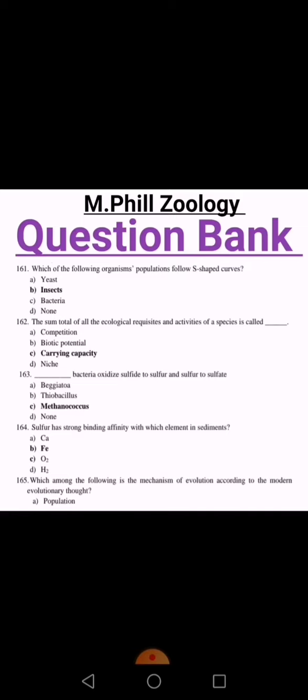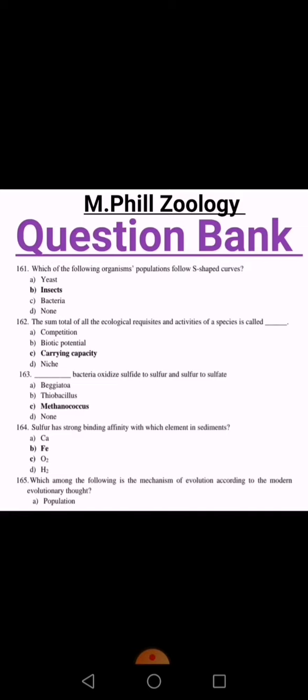Option C is right. Dash bacteria oxidize sulfide to sulfur and sulfur to sulfate, that is Methanococcus. मिथेनोकोकस बैक्टीरिया सल्फाइड को सल्फर और सल्फर को सल्फेट में कन्वर्ट करने की एलियत रखते हैं. Sulfur has strong bonding affinity with which element in sediments, that is iron, Fe.